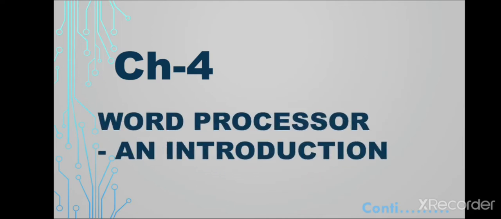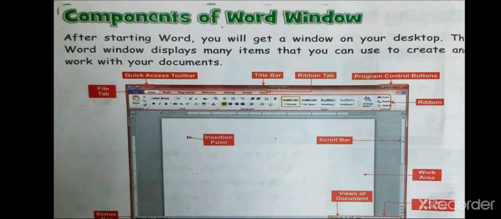In that video, we have learned the steps to open the Word window. After following those steps, this is the window that appears in front of us. In this window, the components of the Word screen are shown. The red small boxes are the components of the Word window. Now we will read about these components one by one.